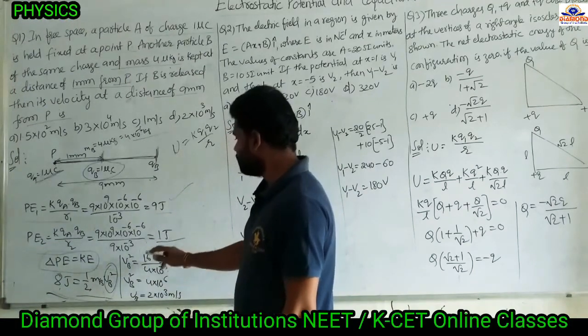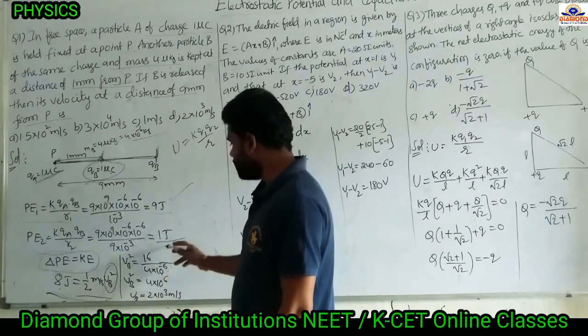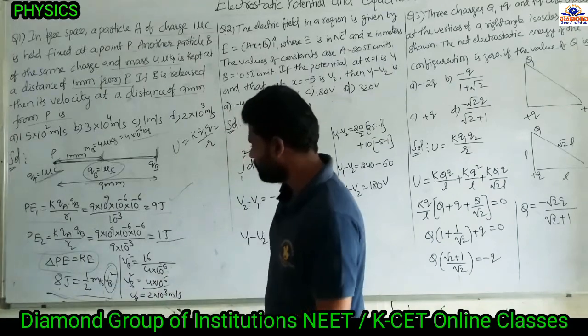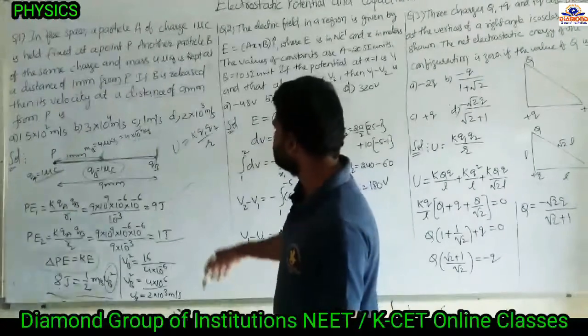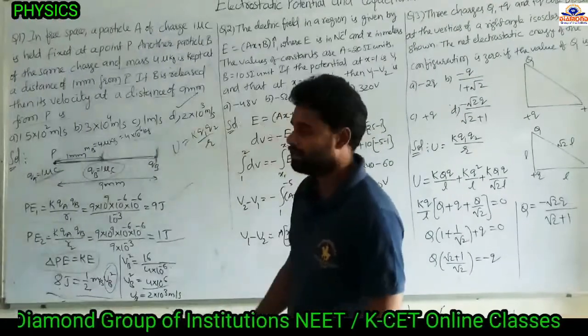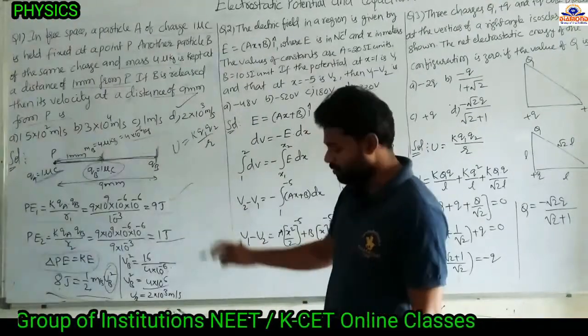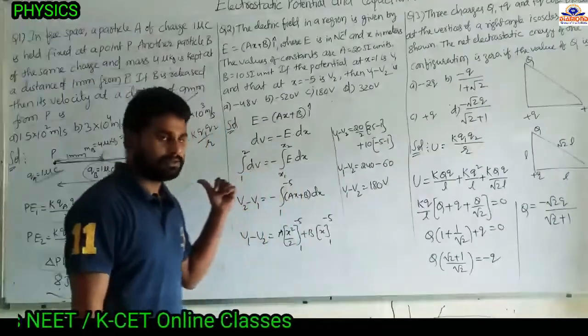So now 4 ones are 4, 4 fours we will get, 4 into 10 power minus 6 sent upside becomes 4 into 10 power plus 6, and Vb equals how much? Square root of 4 into 10 power 6, that is 2 into 10 power 3 meter per second. In this way solve the problem. Very easy question, last year's mains question.